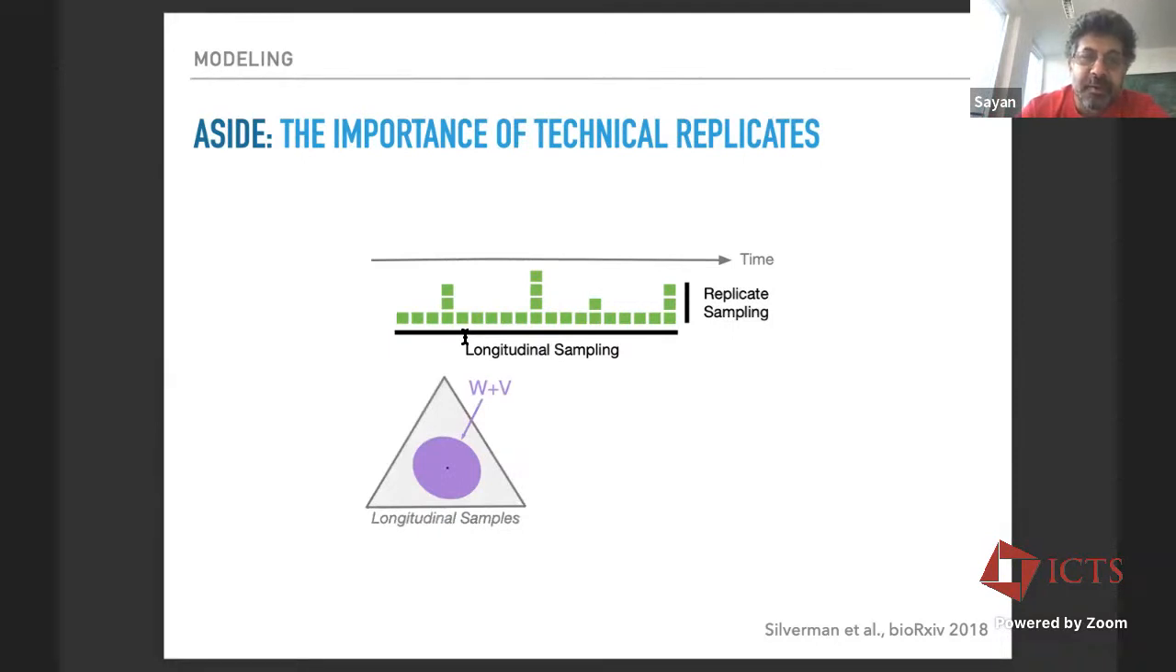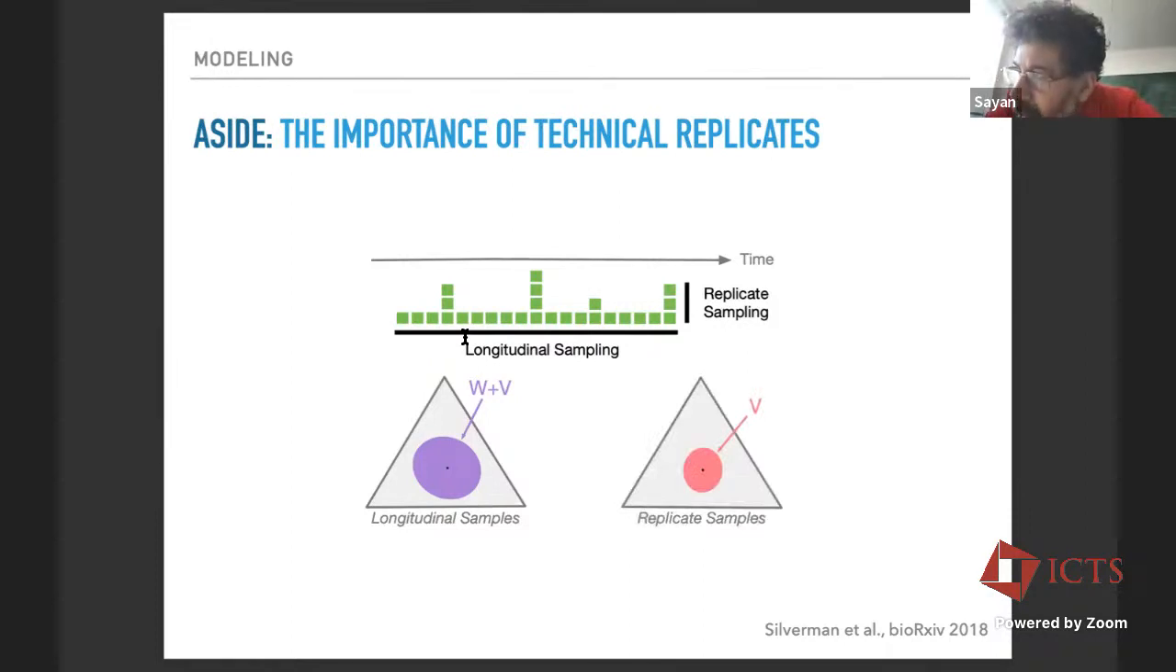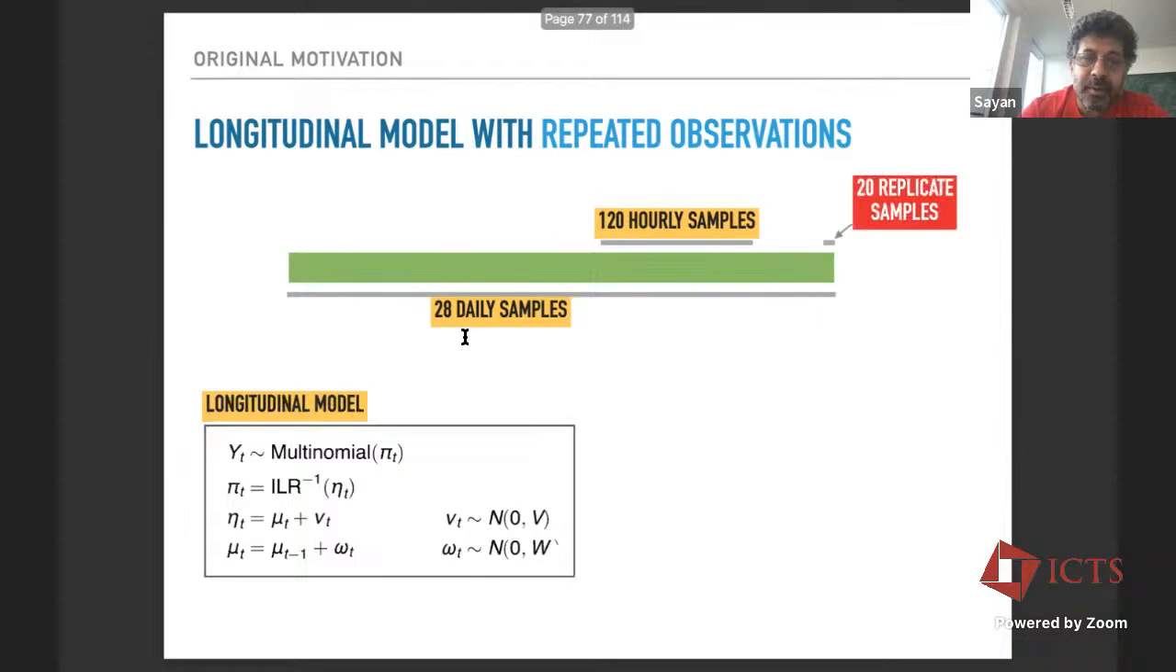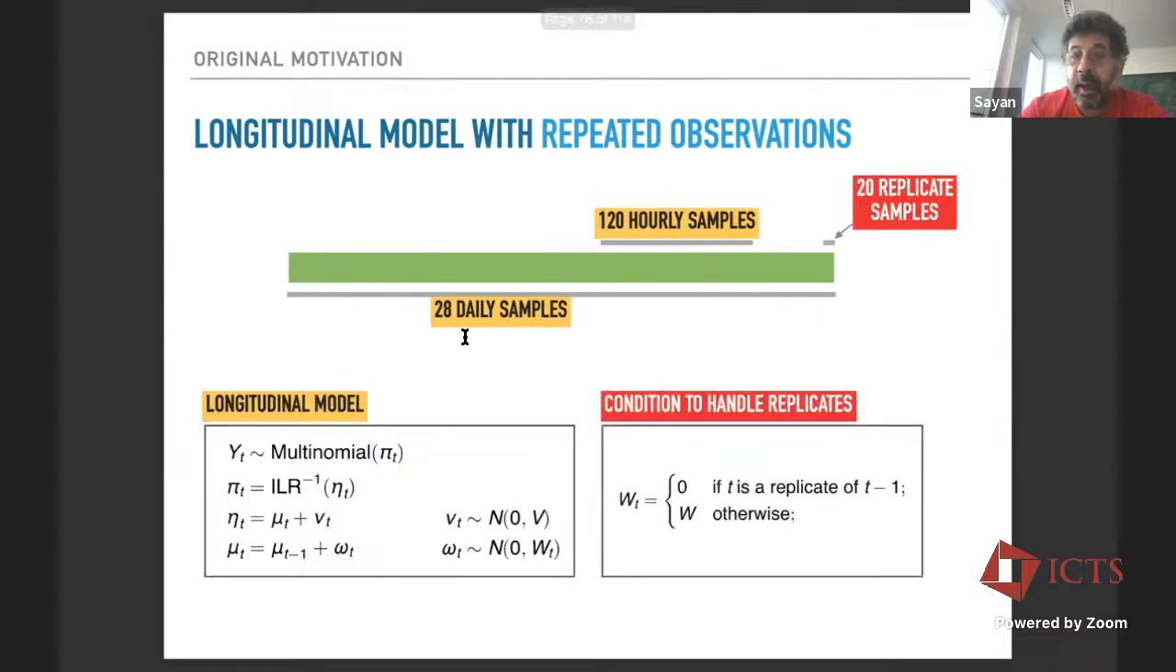And with these longitudinal samples and the replicate samples, the longitudinal samples give us a notion of what the biological variation is, plus the technical variation. The replicate samples give us an estimate of the technical variation. And so this is what we set up. We had 20 replicate samples.